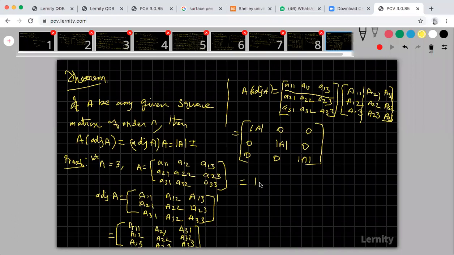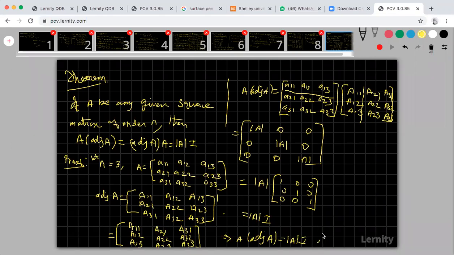Here determinant of A is common. Take it outside. So the remaining is 1, 0, 0, 0, 1, 0, 0, 0, 1. So this is nothing but determinant of A into identity. Therefore A into adjoint of A is equal to determinant of A into identity.